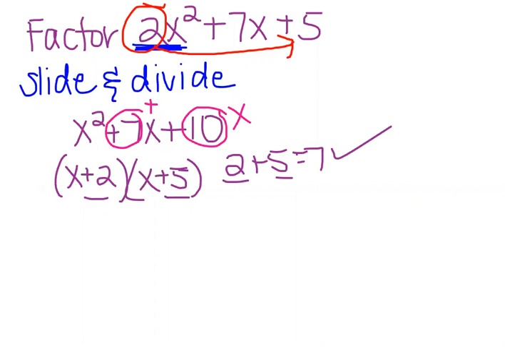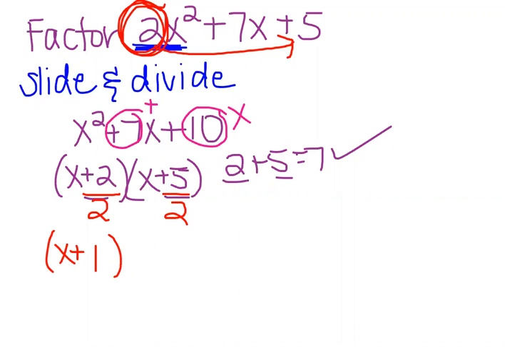Okay, now this is called slide and divide for a reason. The number that we slid in the beginning, which was that 2 right here, that's the same number that we're going to divide at the end. So we are dividing this 2 back out from our binomials. Okay, notice that 2 over 2 is going to work. That's going to give me the number 1. Okay, so that's perfectly fine. That's what you'll write. Divide the 2 by 2, that gives you a 1.